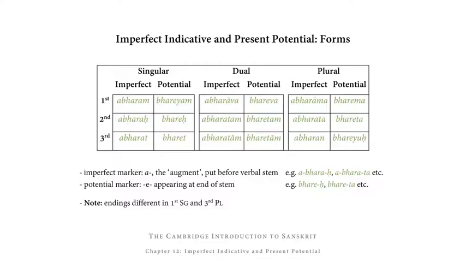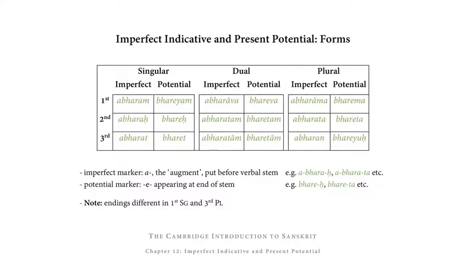Other than that, you use the same stem. In the case of the imperfect, you use the stem plus an a at the beginning. In the case of the potential, you use the stem but with the final vowel, not an a but an e, and then you add the exact same endings. The exception to this last bit is that first singular and third plural don't have the same endings, but in the case of first singular, we've got similar endings, and yam, and in the third person plural, we have completely different endings.